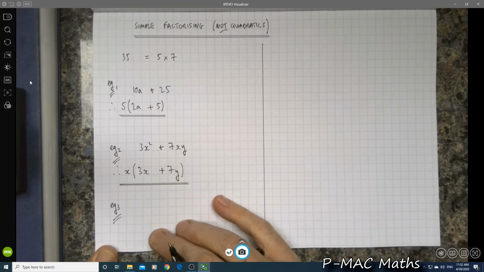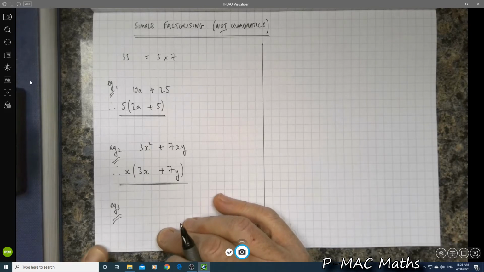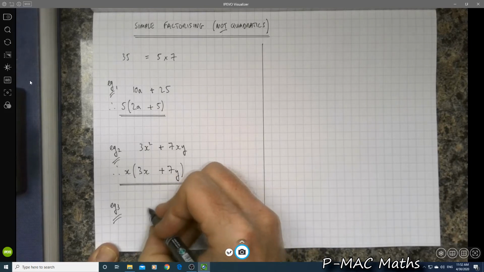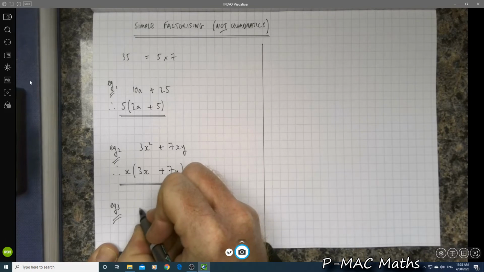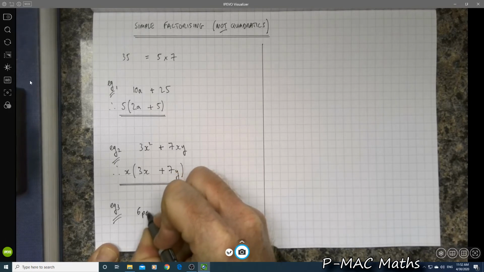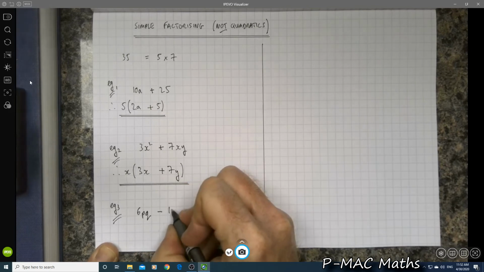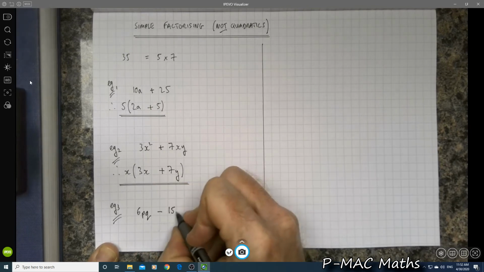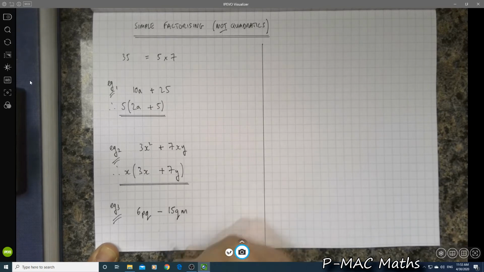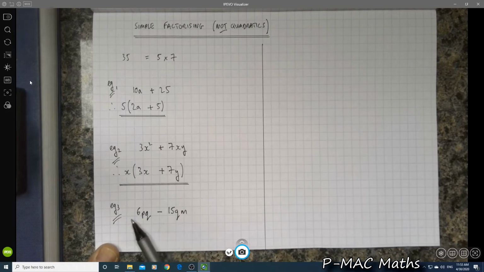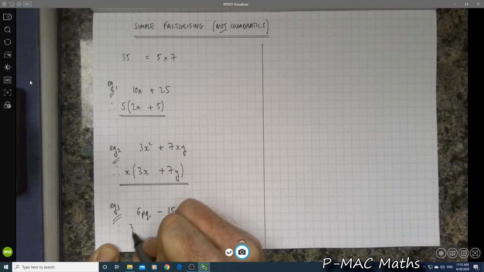Sometimes in a question you might be able to extract both a number and a bit of algebra from the question. So let's have 6pq minus 15qm. So when I inspect these two terms, looking at the numbers, the coefficient, the 6 and the 15 are both divisible by 3. So I can first of all extract a 3.